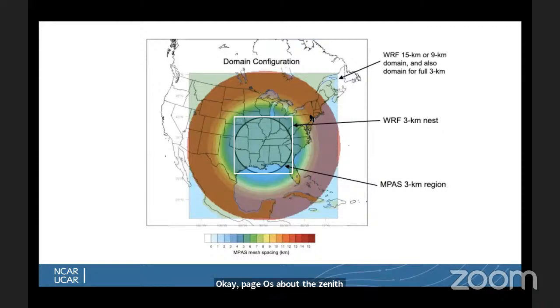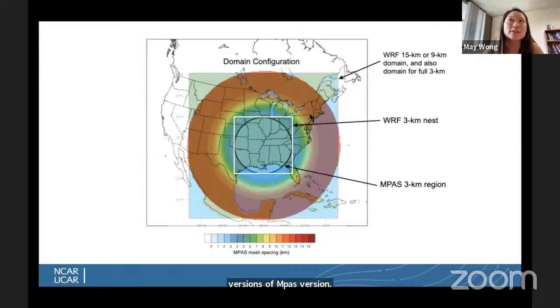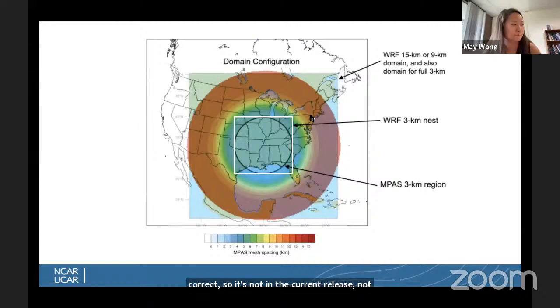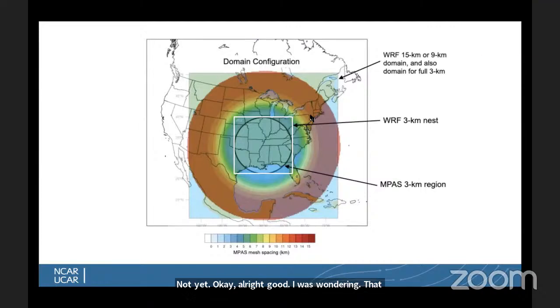Okay. Pedro asks about the zenith angle as well. Koichi asks, was the bug of input QV and theta tendencies to cumulus schemes fixed in newer versions of MPAS version 7? I believe it's not in there yet, but I think there is a pull request for it. If someone has more updated information, please correct me, but I believe it's not in the current release. Okay. That's correct. So it's not in the current release. Not yet. Okay. All right, good. I was wondering that as well.